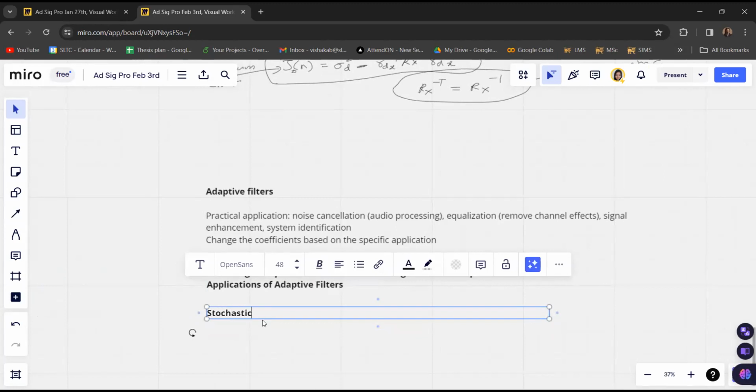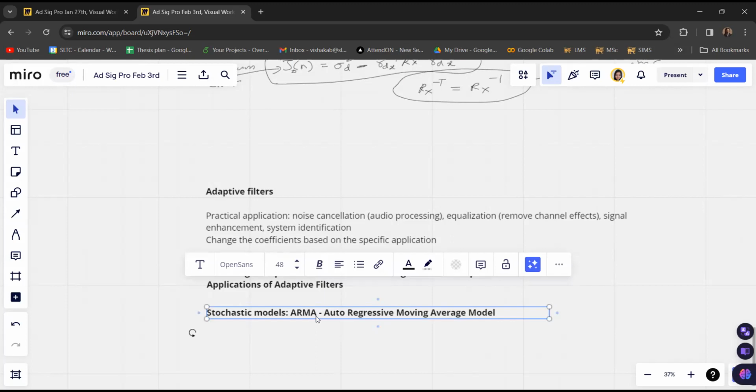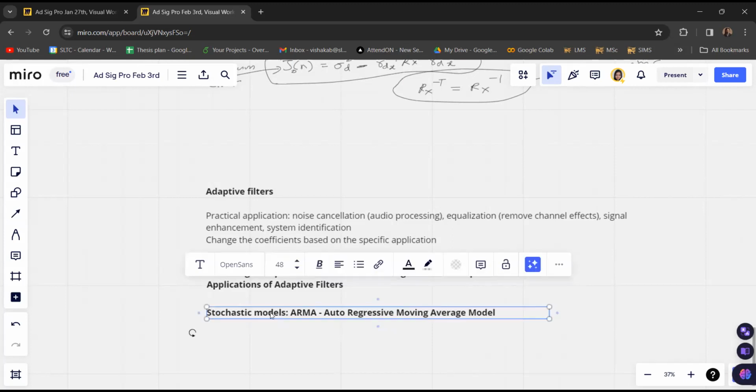We are going to talk about stochastic models such as ARMA, which is the autoregressive moving average model. There are some models that we can use to find different coefficients of a random signal, and we can estimate the coefficients of the random signal using this model. We will discuss that in the upcoming classes, which is also something that we need to cover. I will be discussing that in the next class.